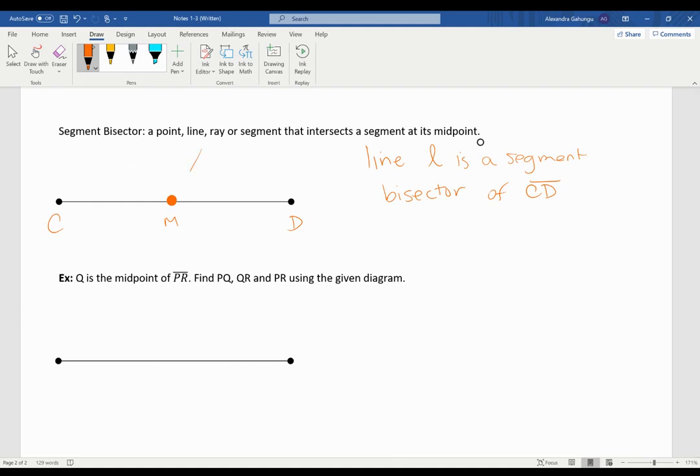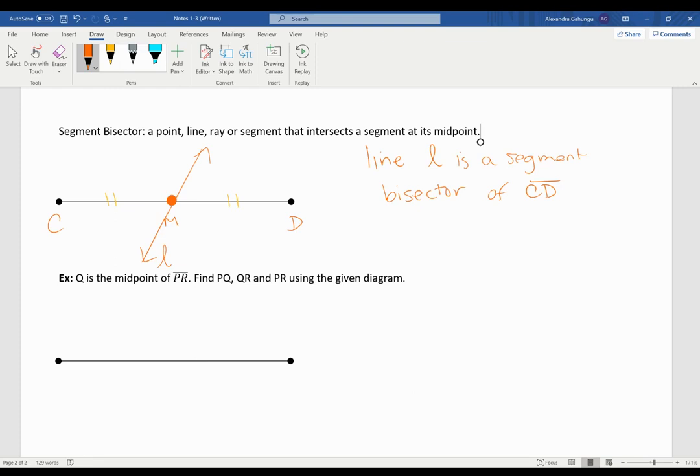So line L goes through the midpoint, so line L is a segment bisector. It cuts CD into two congruent parts, CM and MD, so two equal parts.